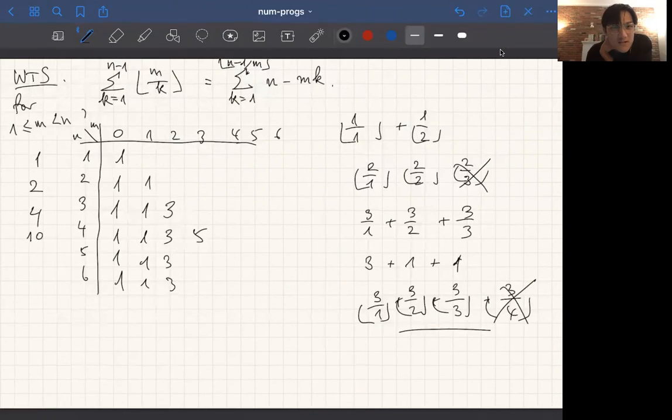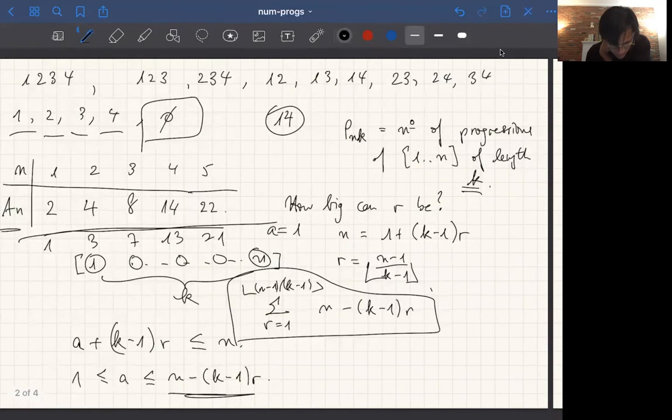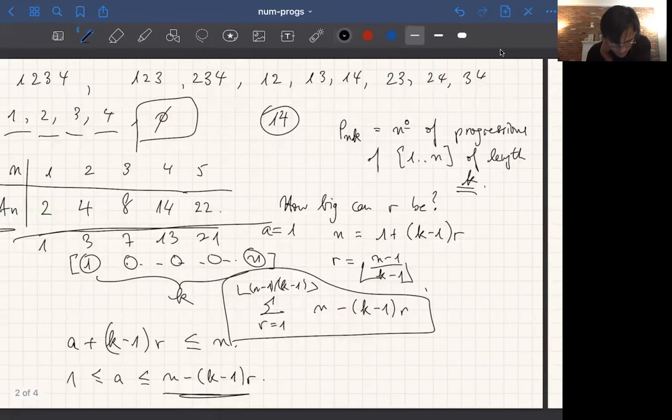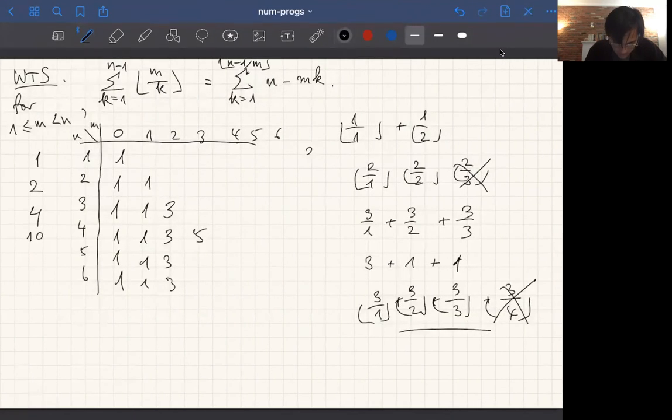It's possible the formula is wrong. I really hope the formula is not wrong. We want this formula, 2, 4, 8, 14, 22. 2, 4, 8, 2. So this should be 2, 8, 2. Okay.